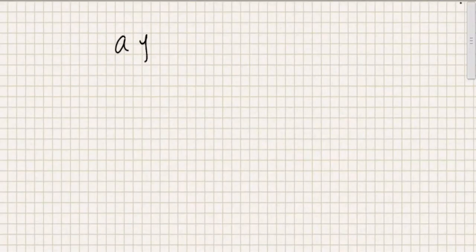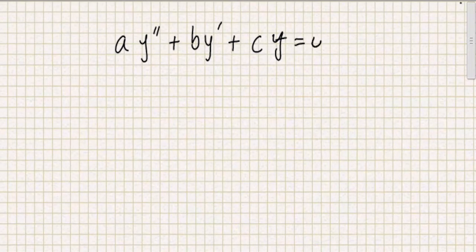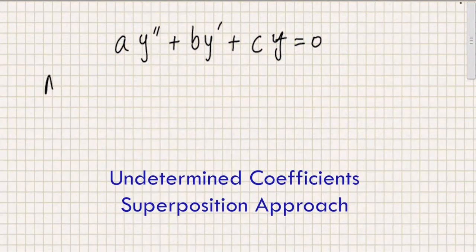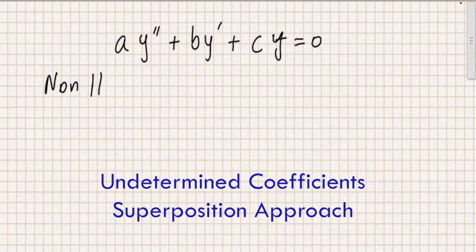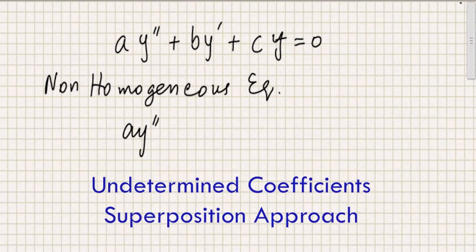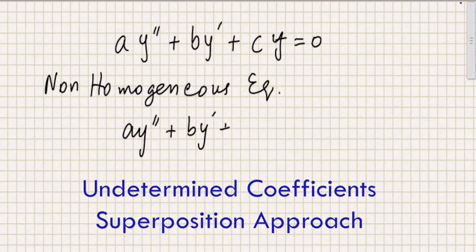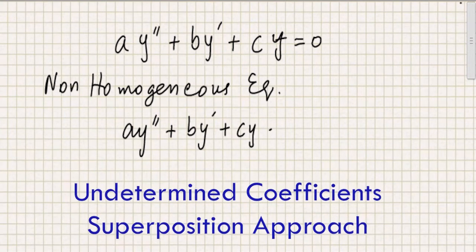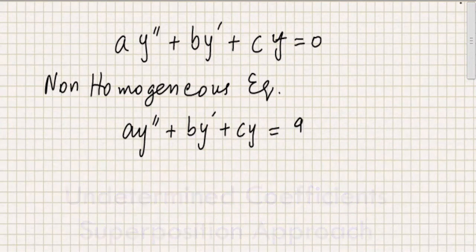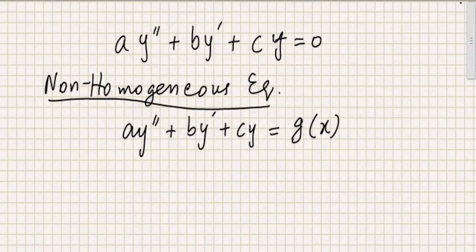We have already seen how to solve homogeneous differential equations, which are the equations in which the left hand side is written in a standard format with the derivatives and the coefficients, and the right hand side is 0. While this is true for a homogeneous equation, this equation becomes a non-homogeneous equation if the right hand side changes to anything but 0. It could be a constant or it could be a function of x. So let's say it's a function of x, g of x. So now this differential equation has become a non-homogeneous differential equation.